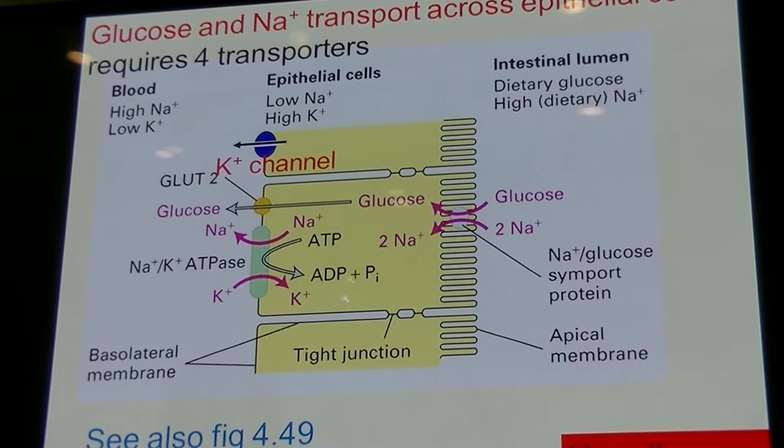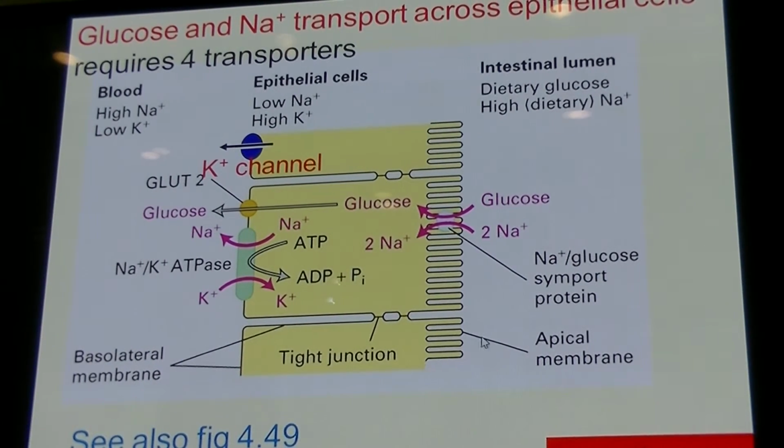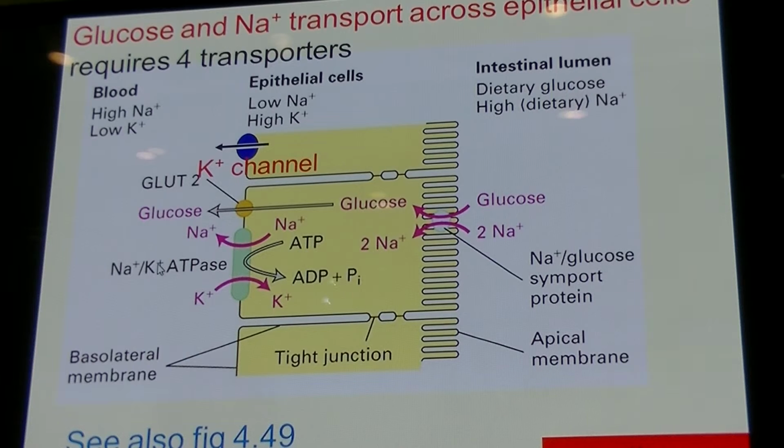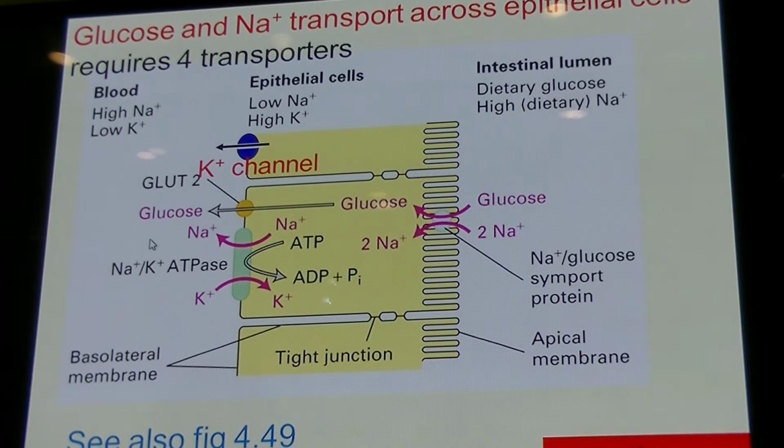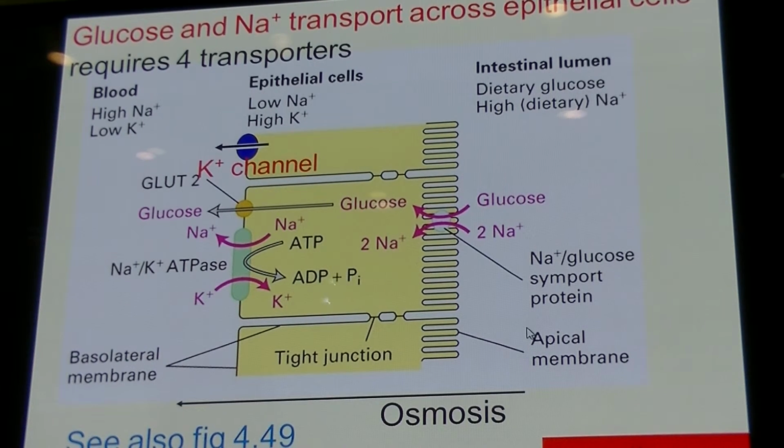So, now what we get, net, we're moving sodium and glucose across the epithelium, and then water is going to follow by osmosis. So this is actually the mechanism by which you hydrate your body. You're taking up sodium and nutrients like glucose or amino acids at the same time, and water follows by osmosis. So you will not forget this, because I'll tell you a story.